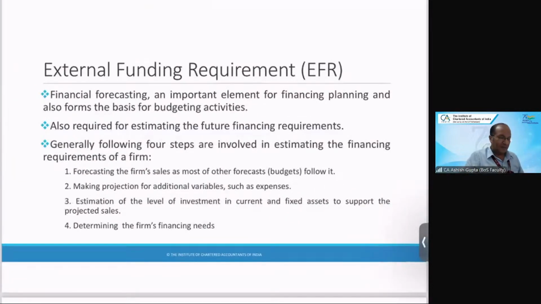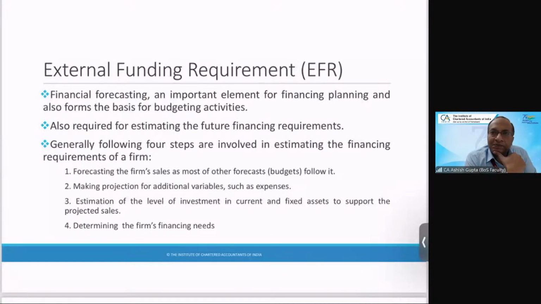Now there is another concept, external funding requirement. Students, please note that this external funding requirement as such is not directly covered in the study material. However, the question has come once under the old scheme examination, and that's why I decided that I should cover it here. Students, what is external funding requirement?